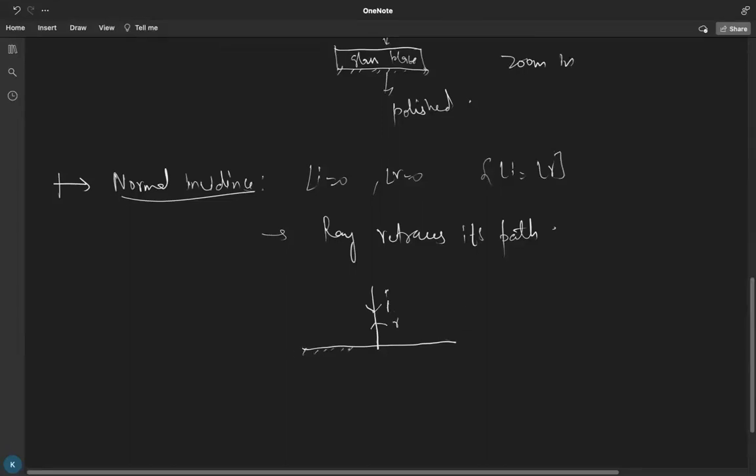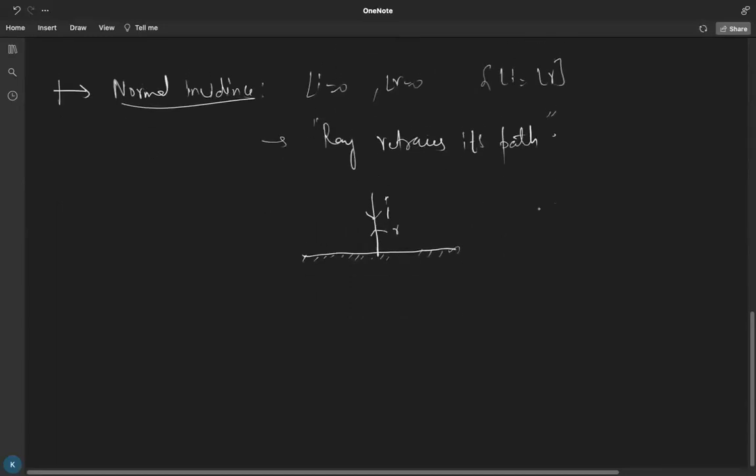This is our plane mirror. So this thing is actually happening, right? And the angle of incidence is equal to 0, the angle of reflection is equal to 0. This point you have to remember: if the angle of incidence equals the angle of reflection equals 0, then the ray of light retraces its path.